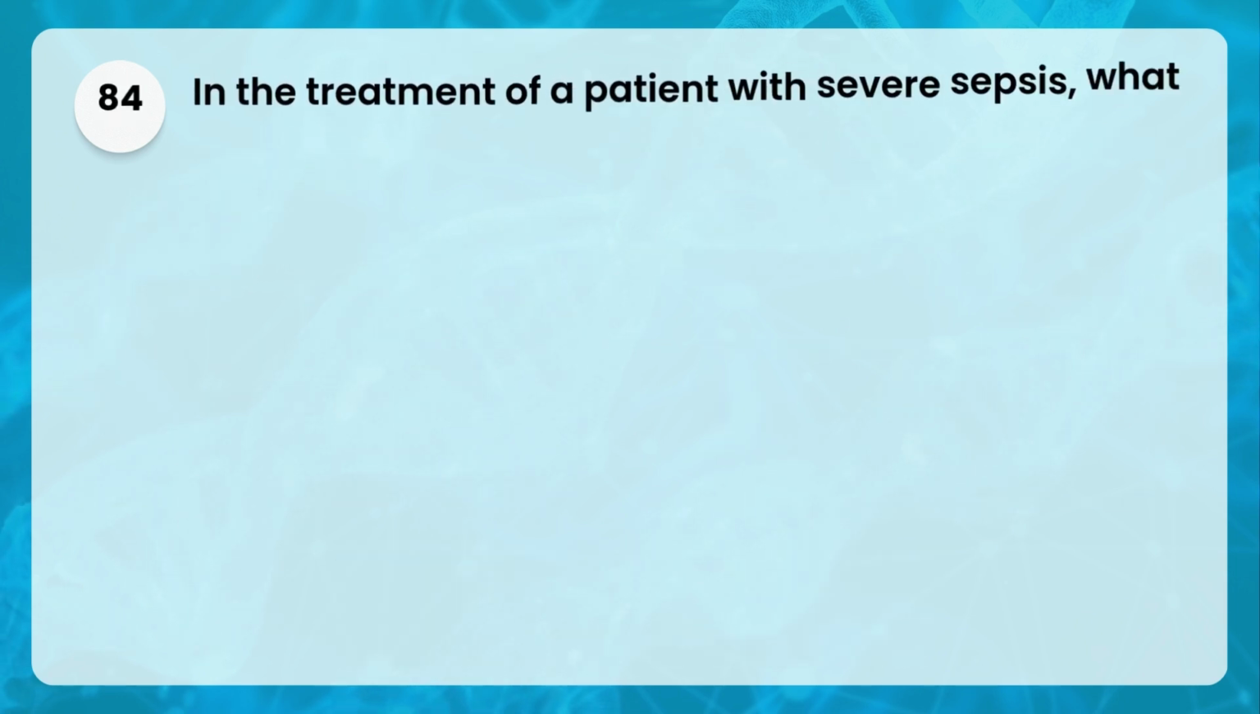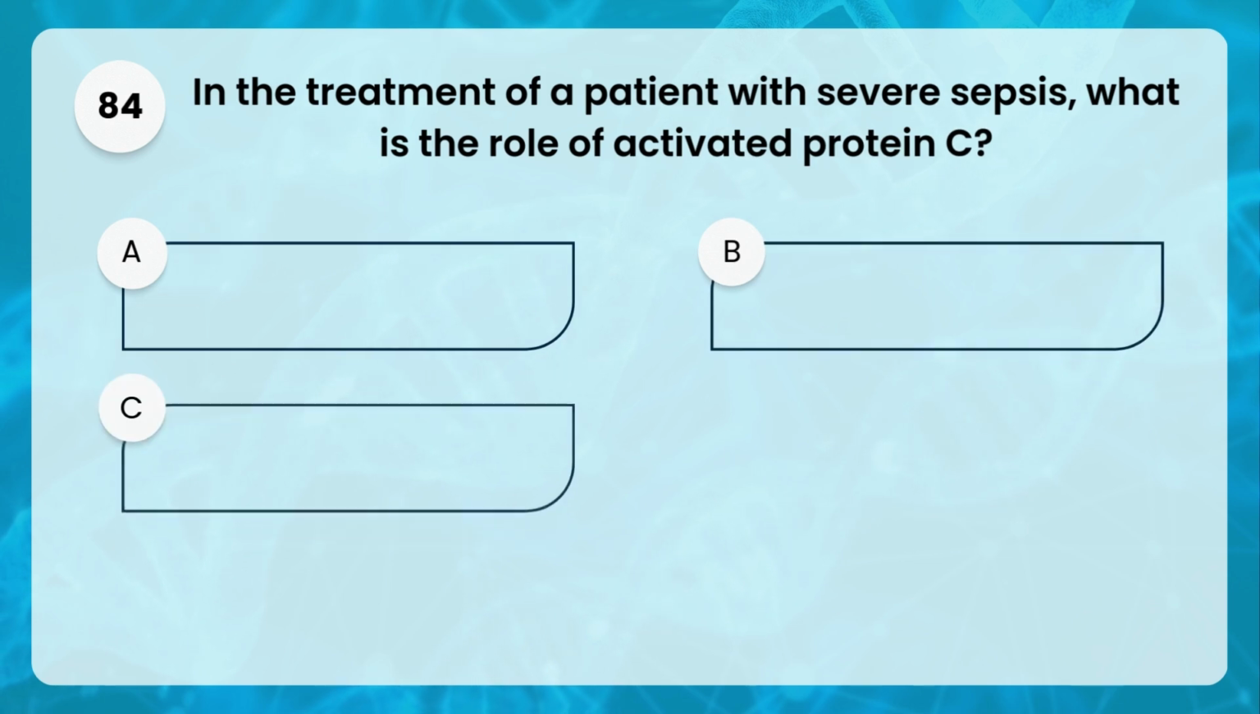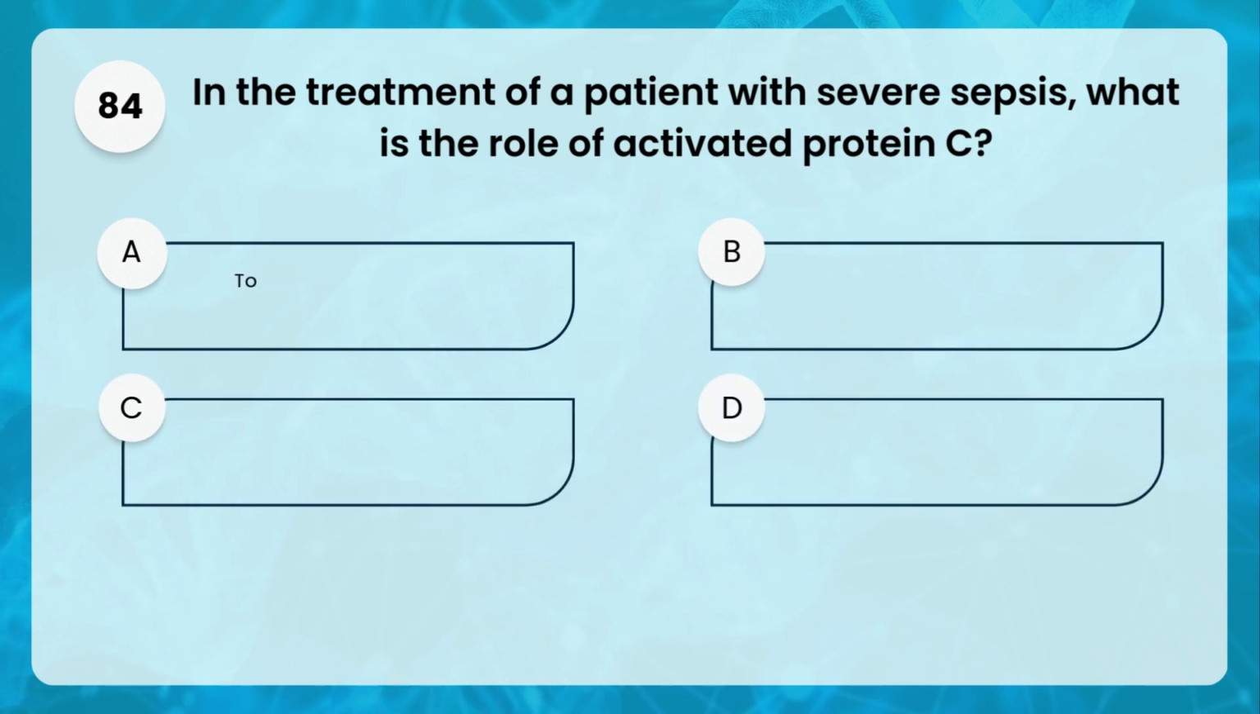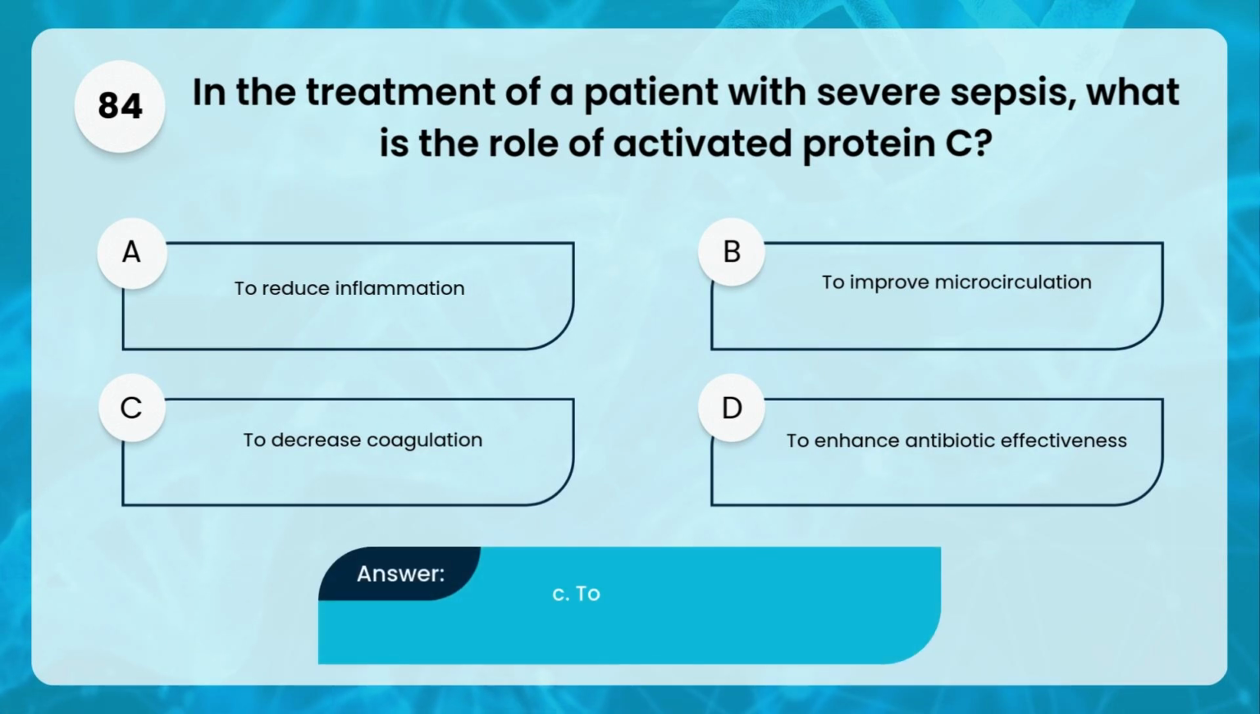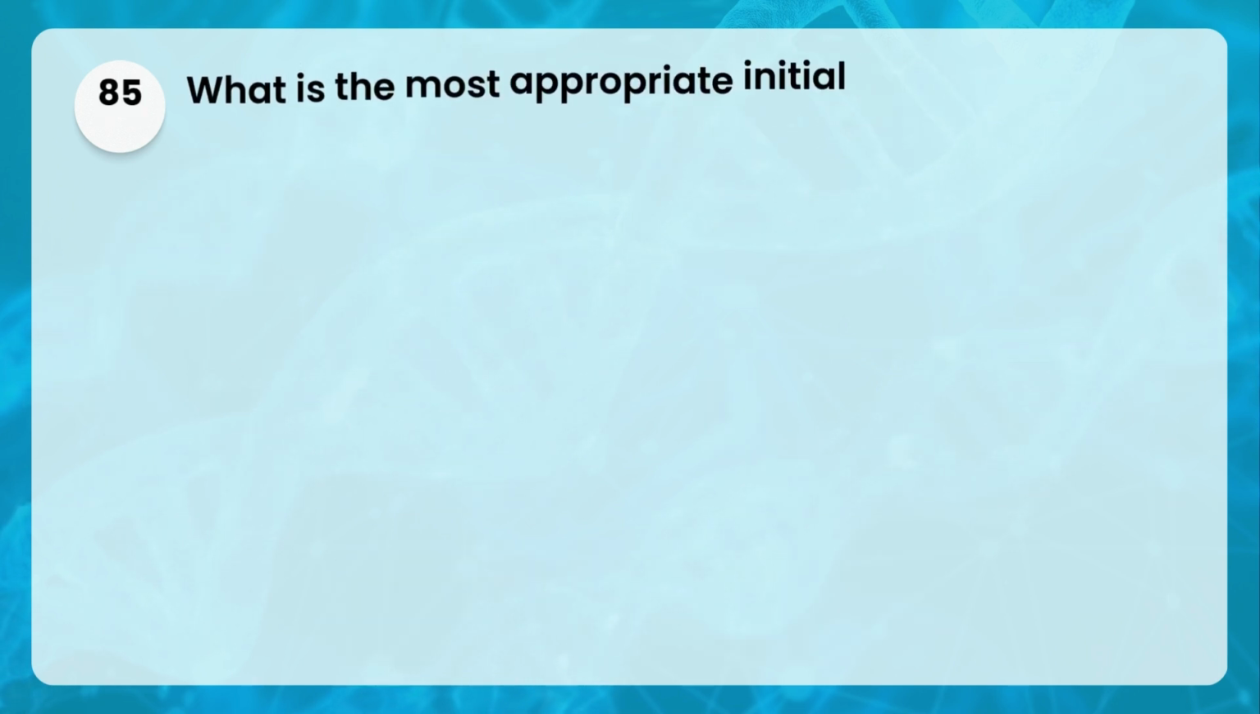Number 84. In the treatment of a patient with severe sepsis, what is the role of activated protein C? A. To reduce inflammation. B. To improve microcirculation. C. To decrease coagulation. Or D. To enhance antibiotic effectiveness. The answer is C. To decrease coagulation.